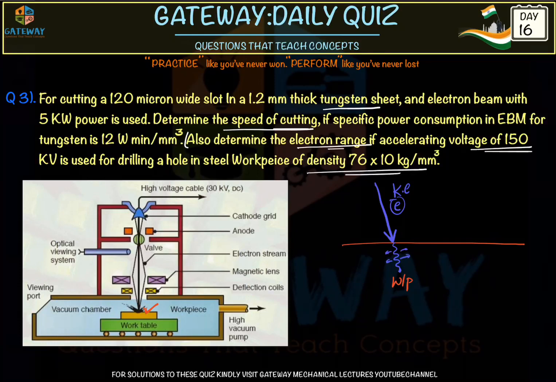So heat is being generated here, and that heat just melts away the metal. The metal is removed from the workpiece: it melts away, and also it vaporizes. Here melting and vaporization both happen at a time due to this high velocity electron being traveled. We'll also calculate the velocity of electrons here.